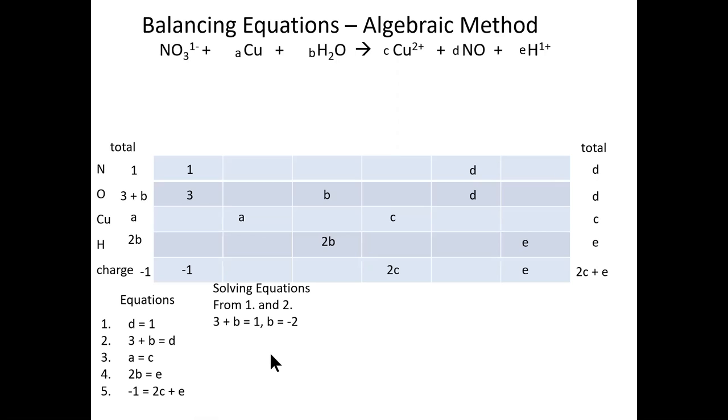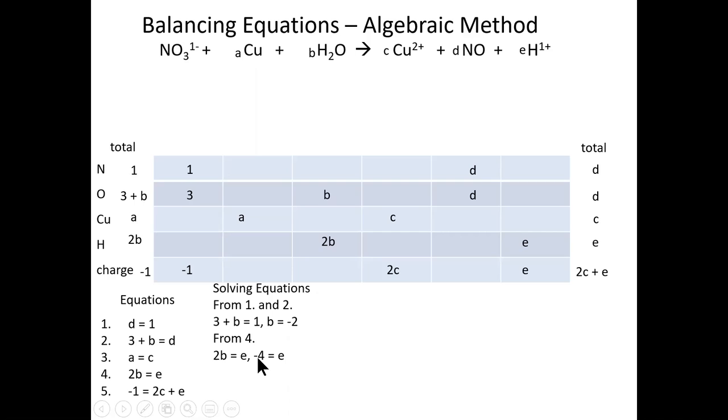Now we're going to move to the next equation. From equation 4, we've established that B is really equal to -2. So E is going to be 2B. Well, E must be equal to -2 times 2. So if 2B is really equal to E, then E must be equal to -4.